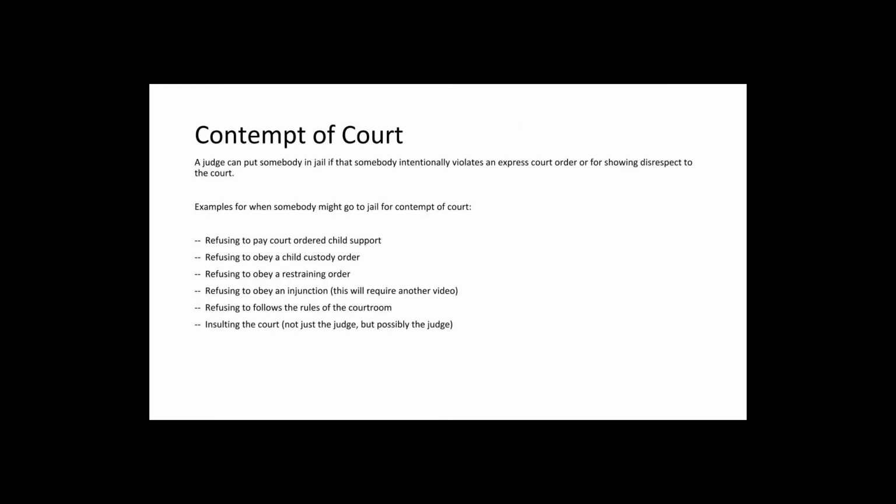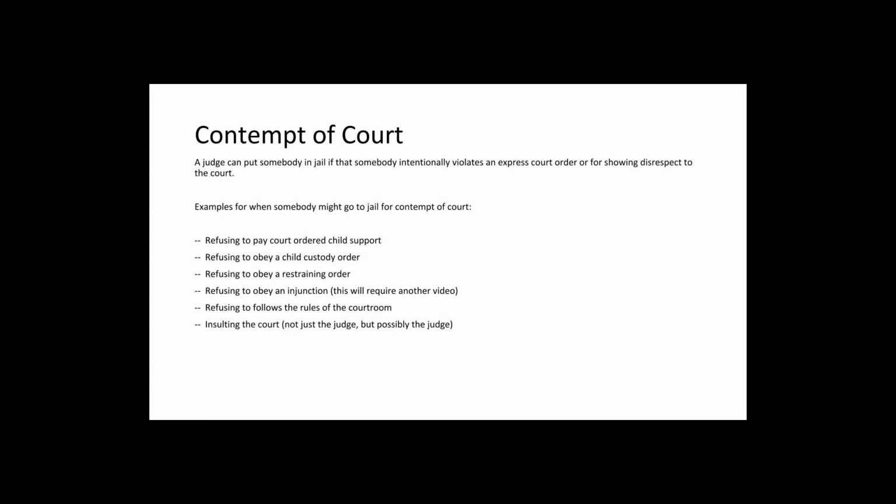But contempt of court is different. Contempt of court is a concept arising from the inherent power of judges to put a person in jail for intentionally violating a court order or for showing disrespect to the court. The best example of that is when parents are jailed for not paying child support, but it could apply to many different situations. For example, refusal to obey a child custody order, refusal to obey a restraining order, refusal to obey an injunction, which should be the subject of a different video, and refusal to obey the rules of the courtroom, including refusal to show the court respect.